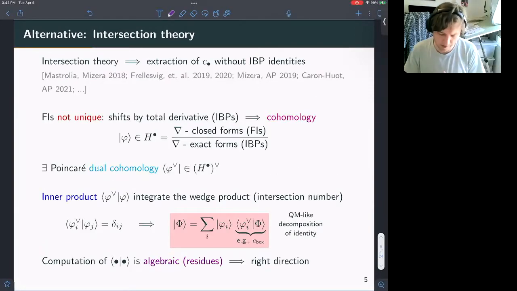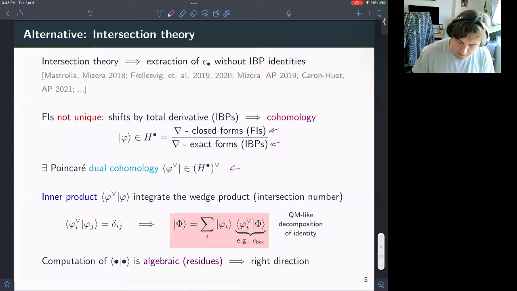Well, an answer is to use intersection theory. And this allows us to extract these coefficients without thinking about integration by parts identities. The first step is really to notice that we should be thinking in cohomology. Feynman integrals are not unique. We can always shift them by a total derivative, or in physics language, an integration by parts identity. So we should really be looking at the cohomology, which is closed forms. Feynman integrals are middle dimensional, so that's fine. And then we want to mod out by integration by parts identities.